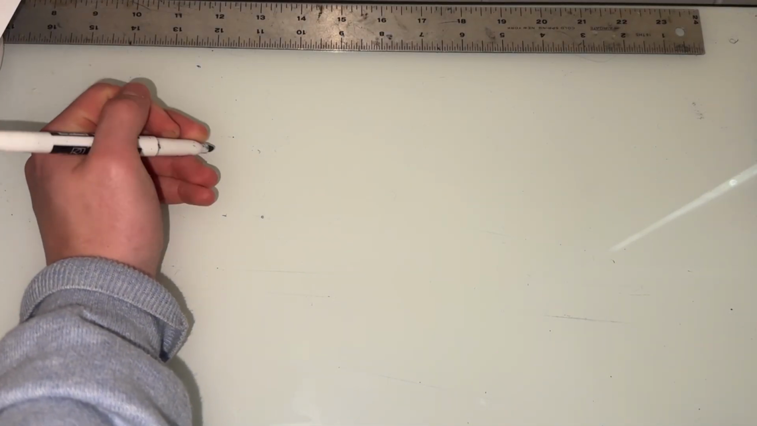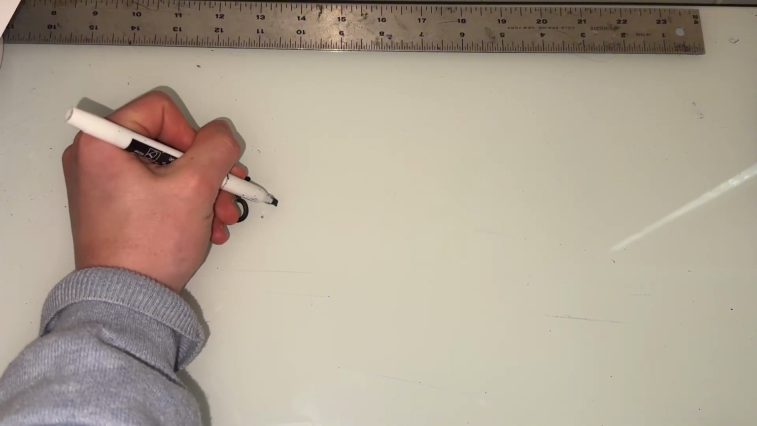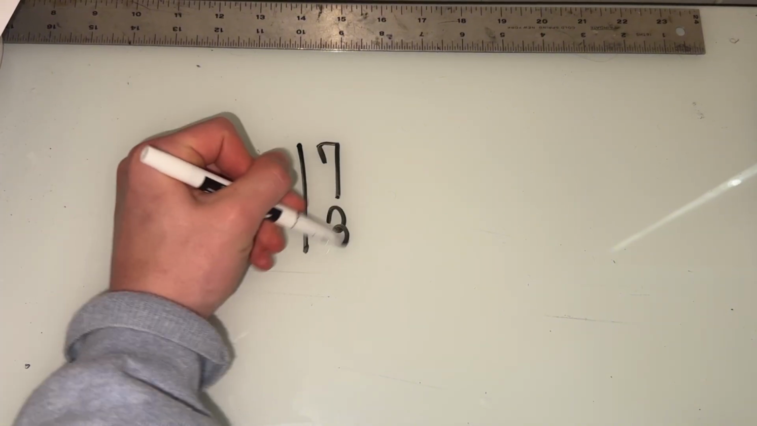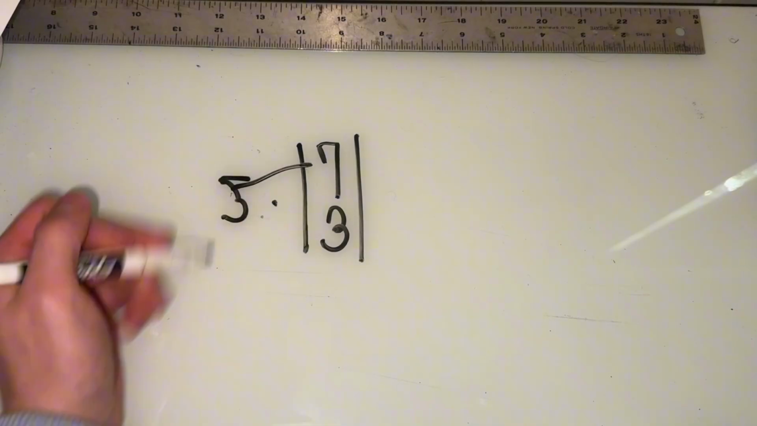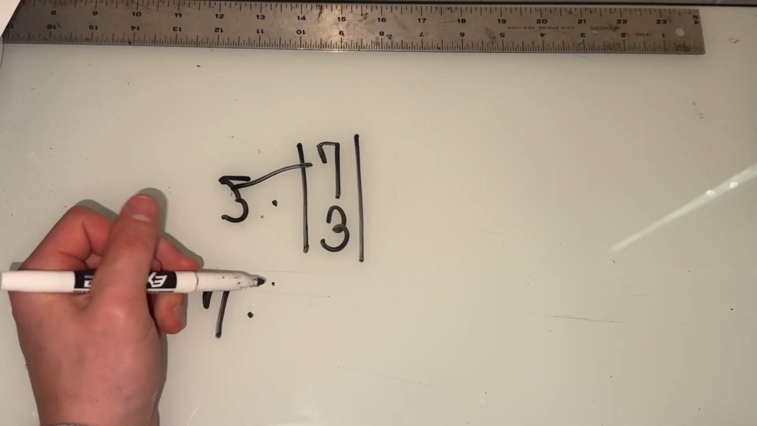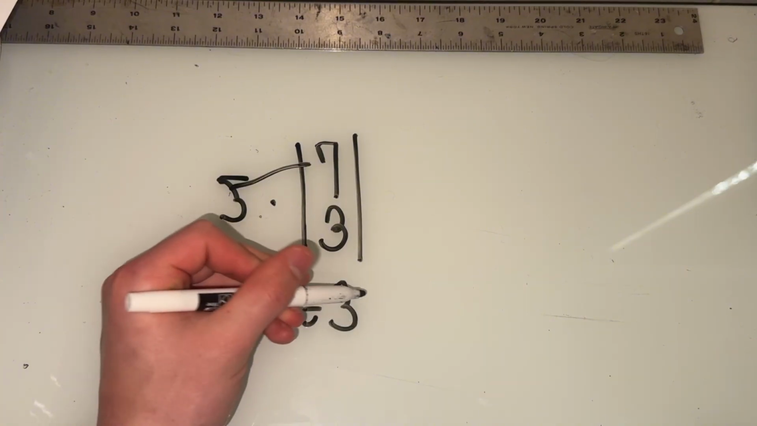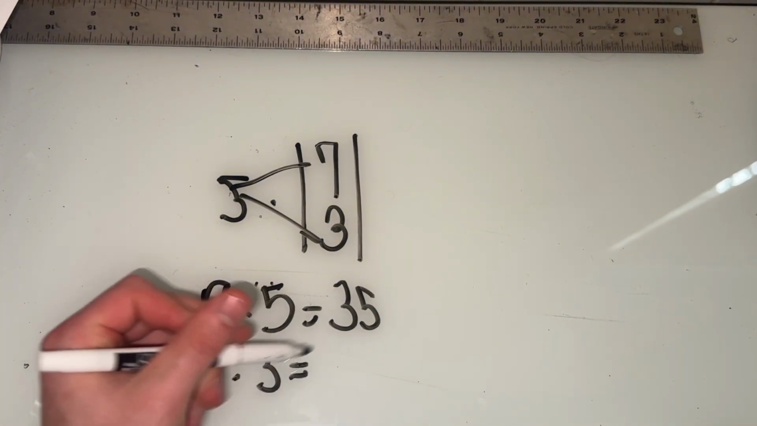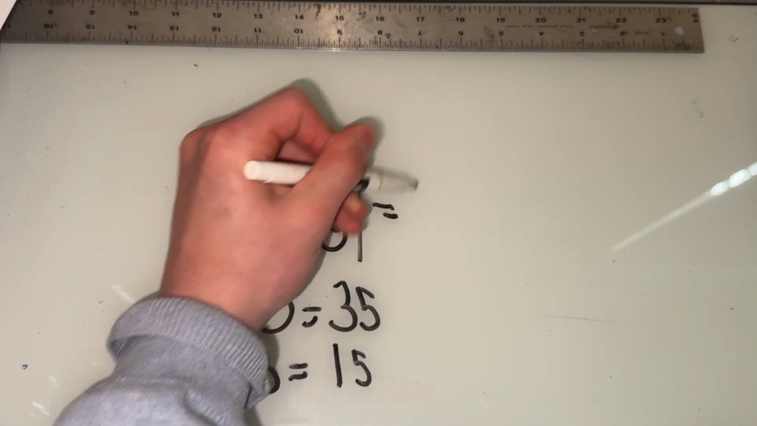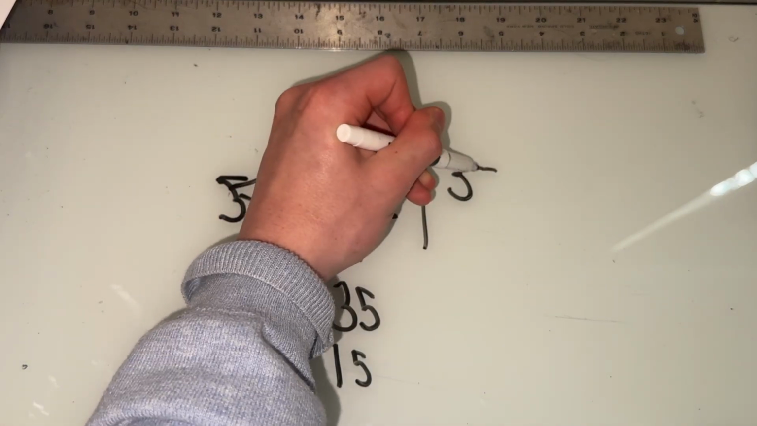Alright, so today we're going to be doing vector scalar multiplication and matrix transformations. So for the first question, compute this. First you take 5 times 7, which is 35, and 5 times 3, which equals 15. So this equals 35 and 15.